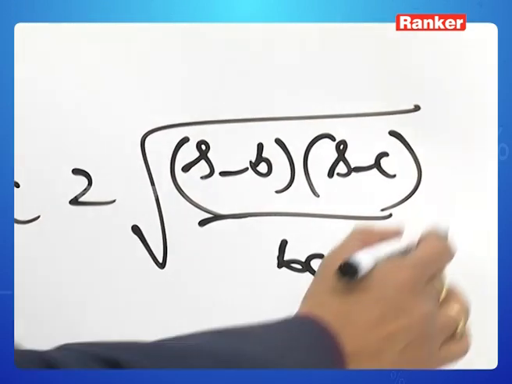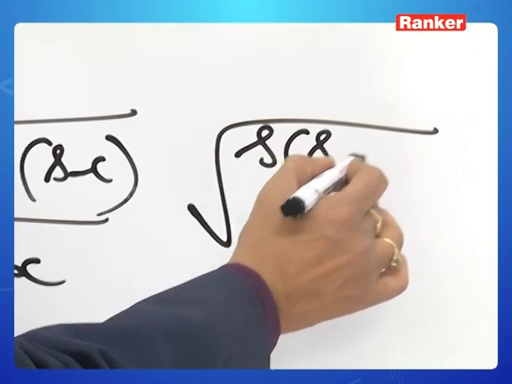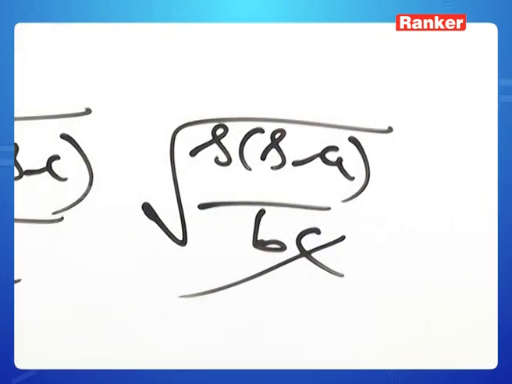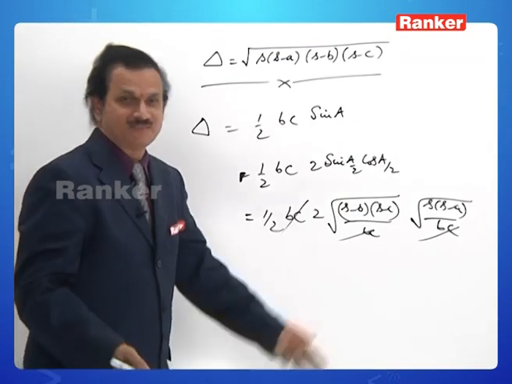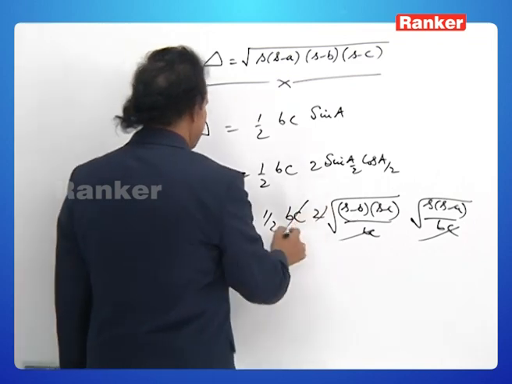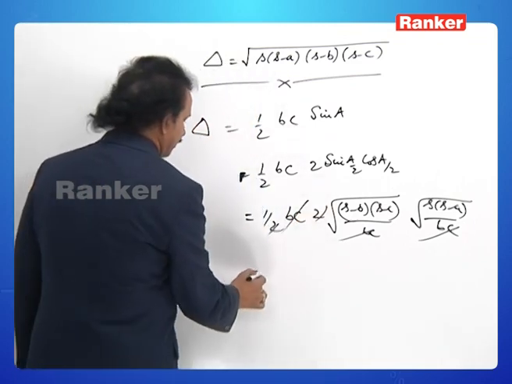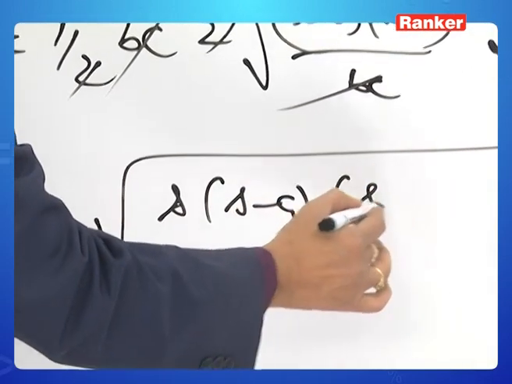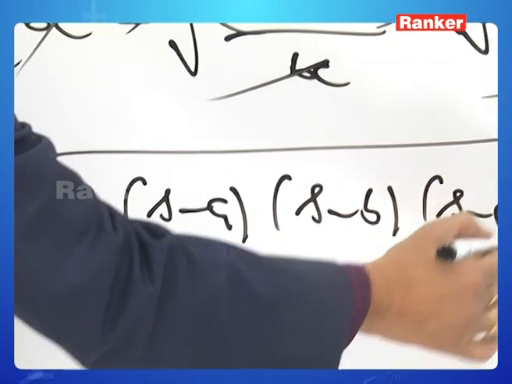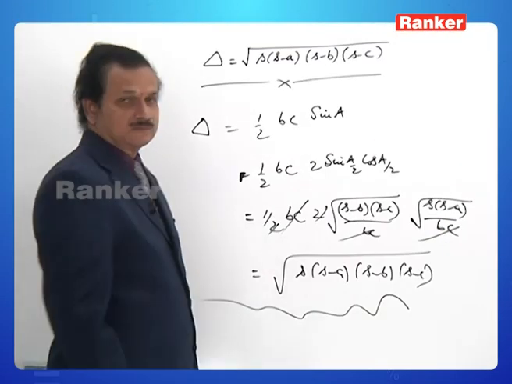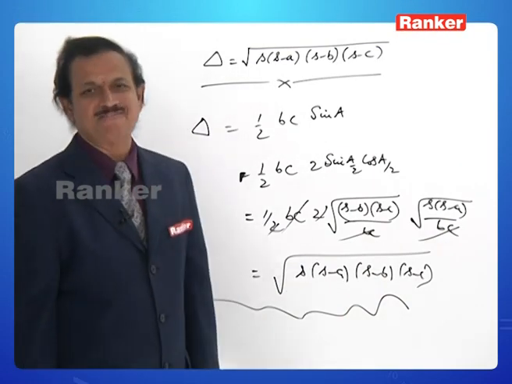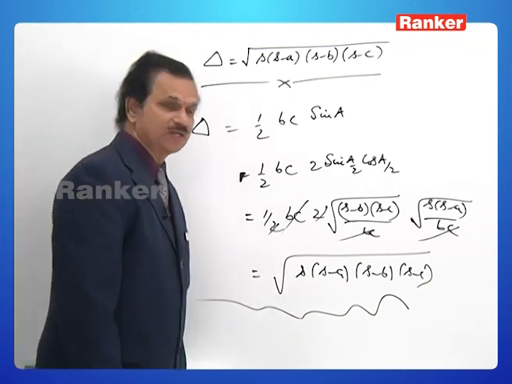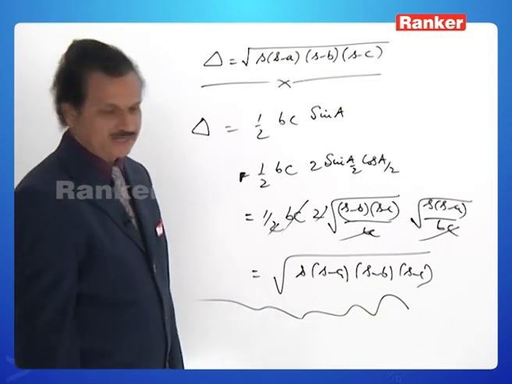What is cos A by 2? Root of S into (S minus A) by bc. Root bc becomes bc, to be cancelled with bc. Again, half and 2 go away, leaving you root of S into (S minus A) into (S minus B) into (S minus C). That's it. That is the beauty of that formula. Delta is equal to square root of S into (S minus A) into (S minus B) into (S minus C).